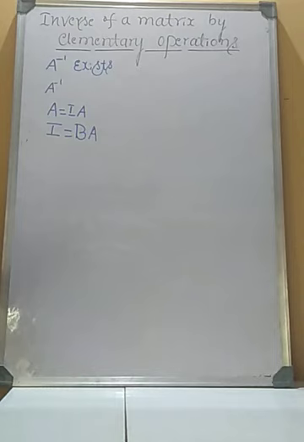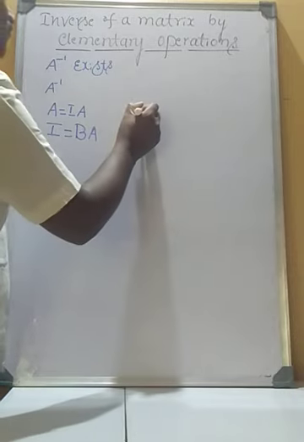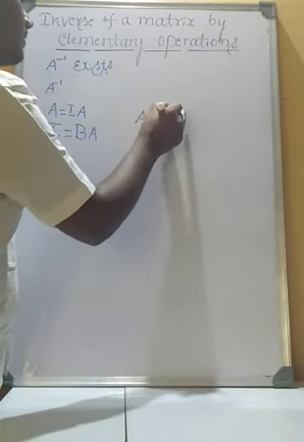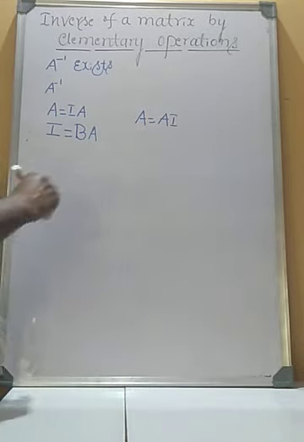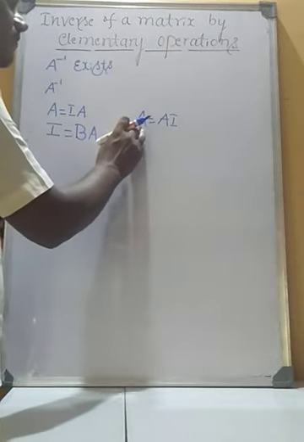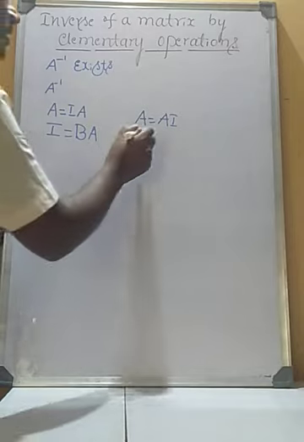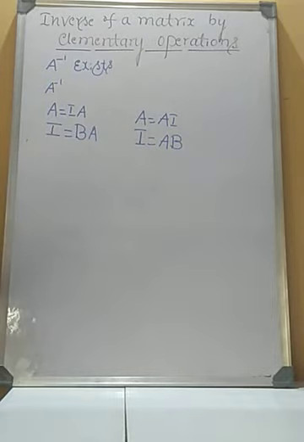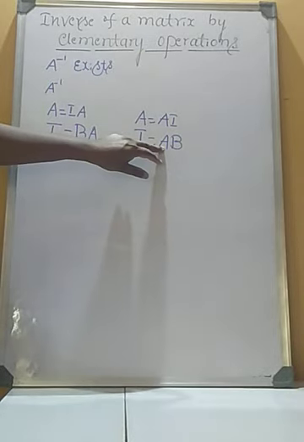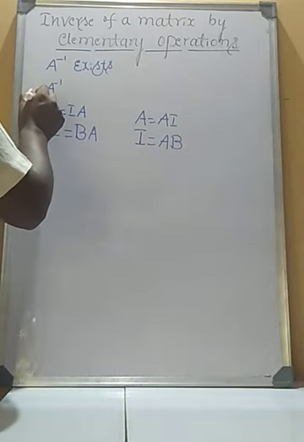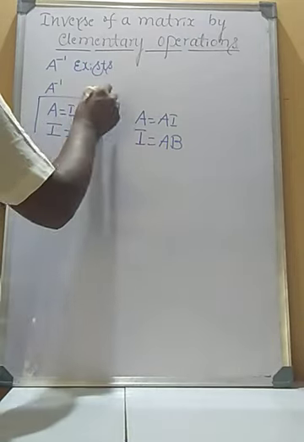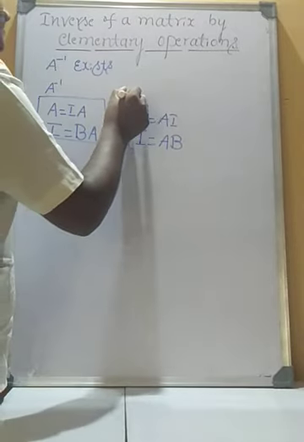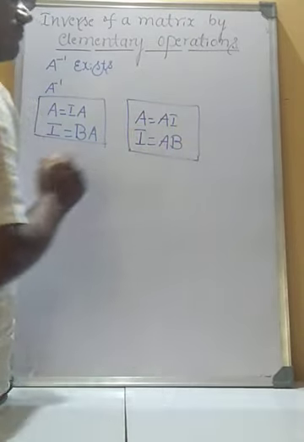If we find A inverse by using column operations, then we write A equal to AI and apply a sequence of column operations on A equal to AI till we get I is equal to AB. The matrix B will be the inverse of matrix A. This is by using row operation, and this is by using column operation.